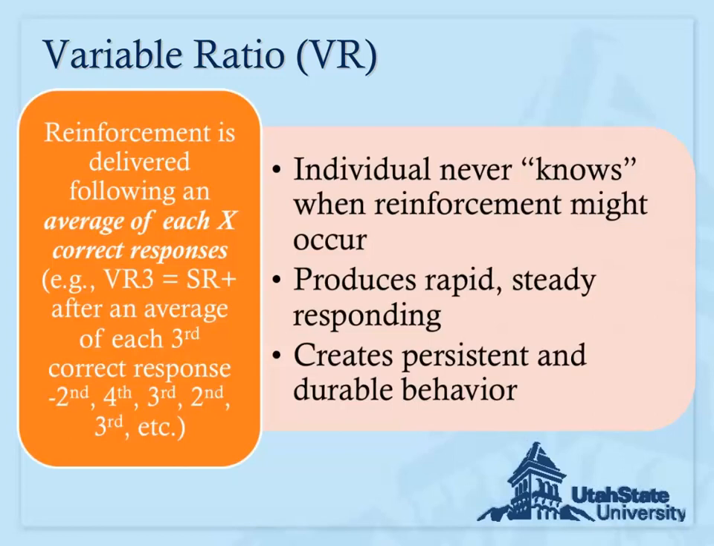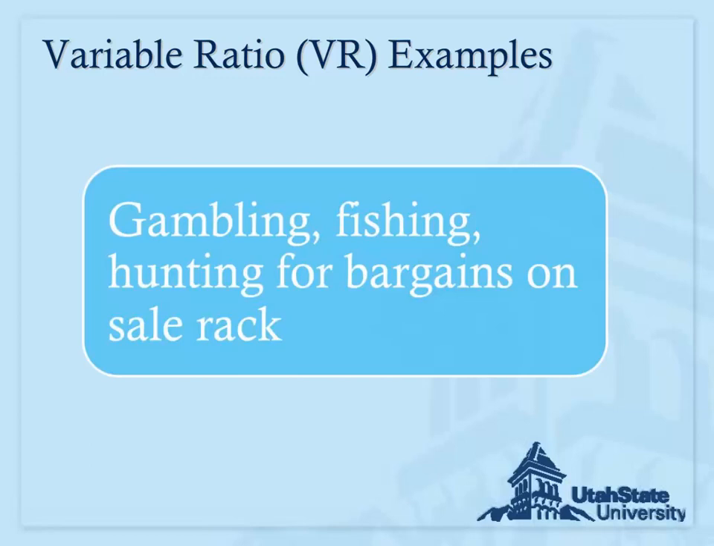Because people have a difficult time knowing when that reinforcement might occur, this schedule produces rapid, steady responding and creates persistent and durable behavior. A few examples of these schedules include gambling, fishing, or looking for sales. For example, gambling: you never know how many times you will need to pull that lever to win a prize, but these machines are often based on some sort of VR schedule, so you will have to exhibit a number of responses before you get a payout.